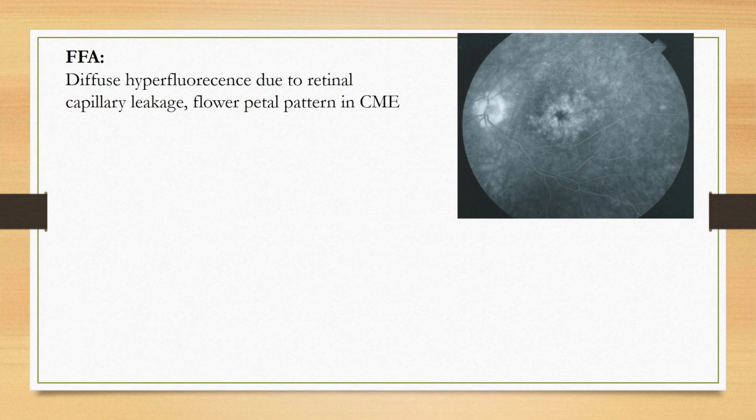So again coming to FFA, how the pattern of FFA looks in case of a diabetic macular edema, or DME. We usually just remember this is how we actually mention it in a file. So usually it appears like a flower petal shape. If you just see it, it is looking like a flower petal shape. So this is how the appearance is in case of a diabetic macular edema.